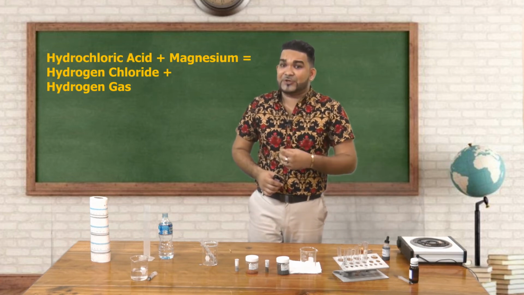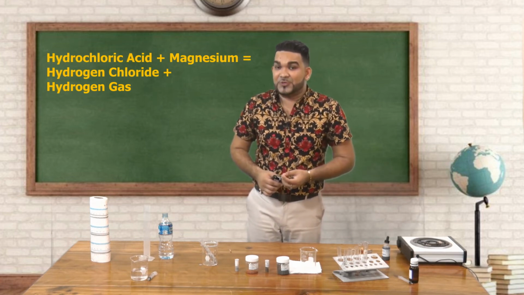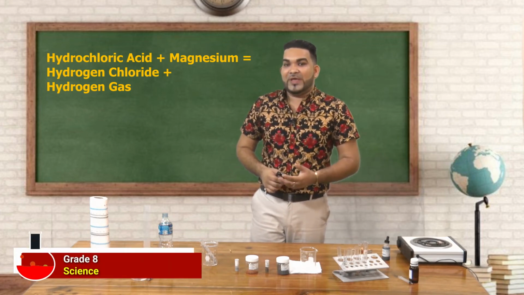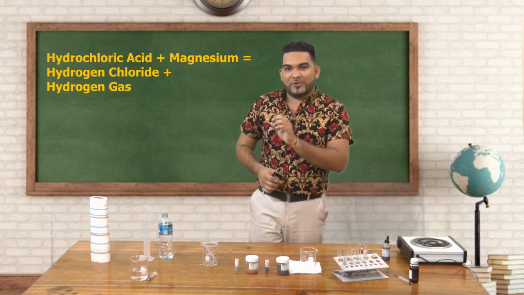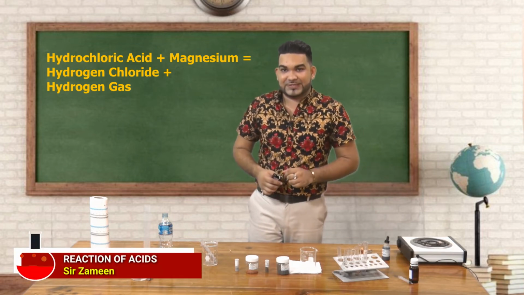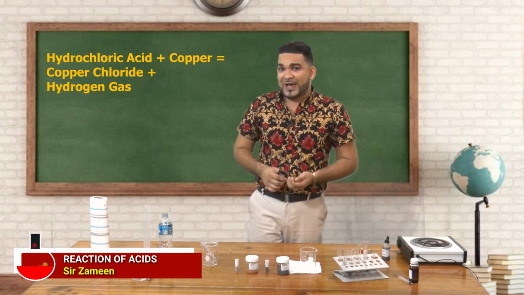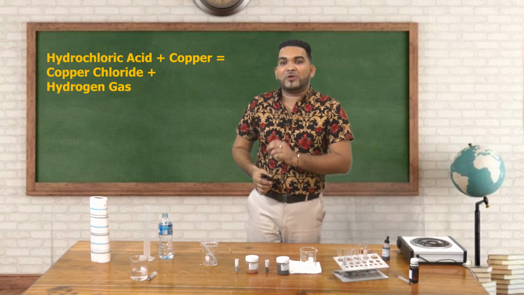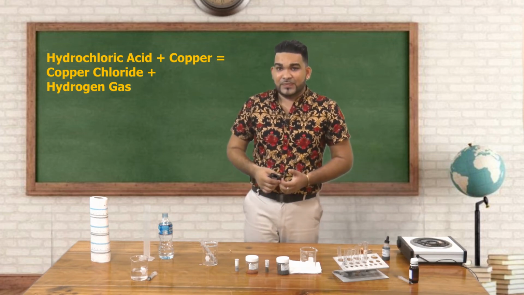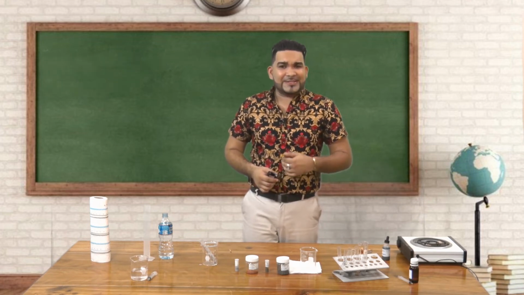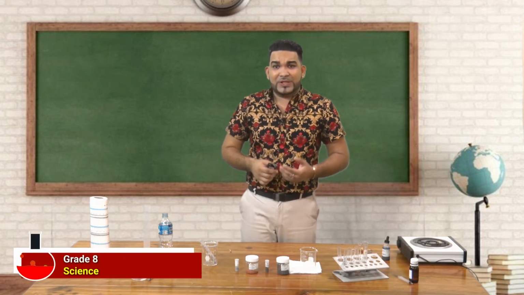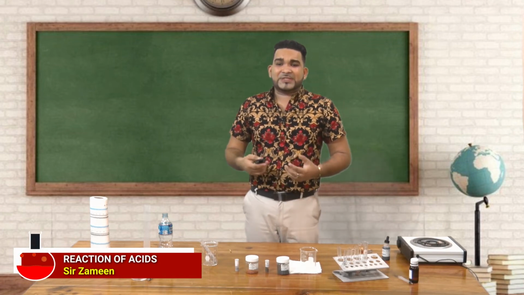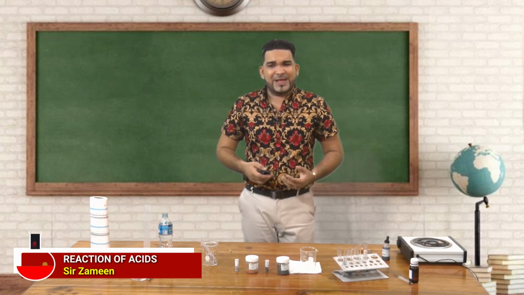When we react with hydrochloric acid, the name of the salt will change. When magnesium reacts with hydrochloric acid, we have magnesium chloride and hydrogen gas. And when copper reacts with hydrochloric acid, we have copper chloride and hydrogen gas. So which acid we react these metals with will give us the name of those salts. We have discovered what happens when an acid reacts with a metal.